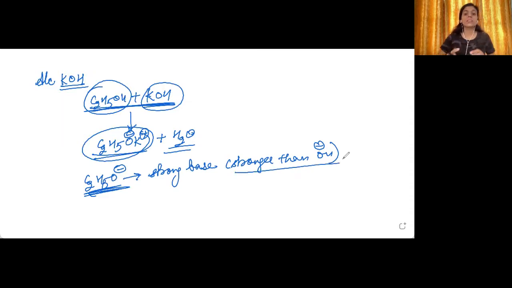Hope this is clear. So when beta hydrogen is abstracted, it will lead to the formation of alkene as the major product. Okay, so let's now move into the next question. I'm just clearing my screen off.